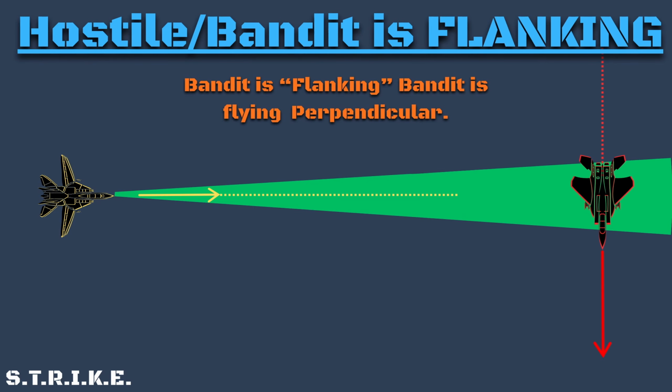Hostile Bandit is flanking. Basically, flanking just means the enemy or contact is flying perpendicular to your aircraft's current heading. He could be flying north or south of you, left or right from your point of view, but that would be considered a flanking enemy right there, flying perpendicular. Alright, jump to the next one.